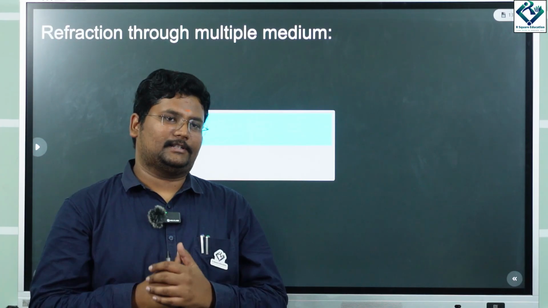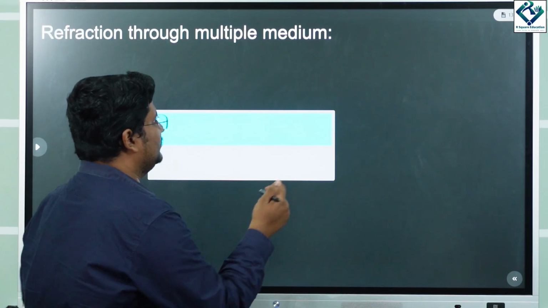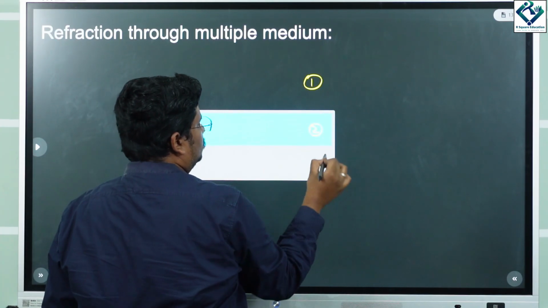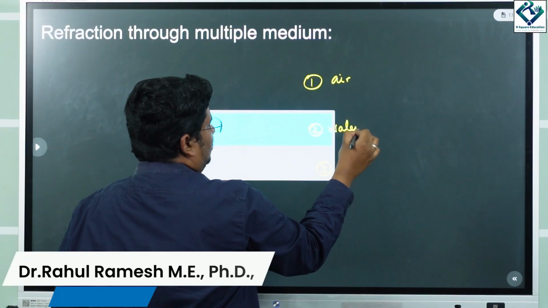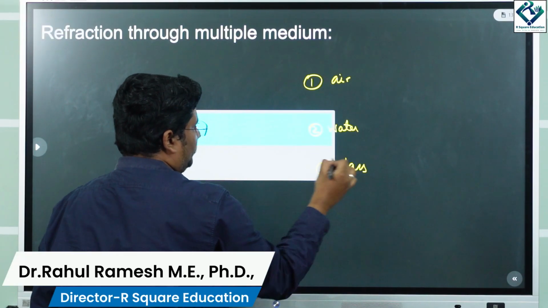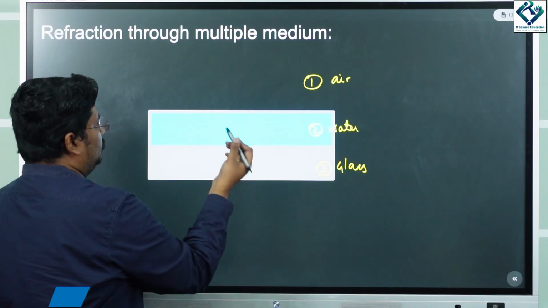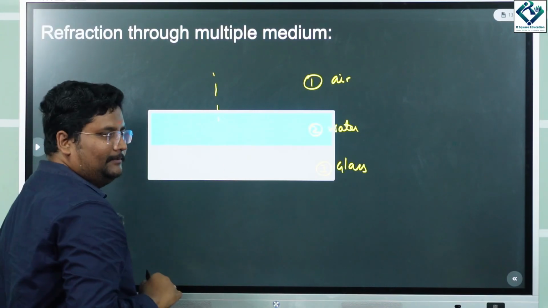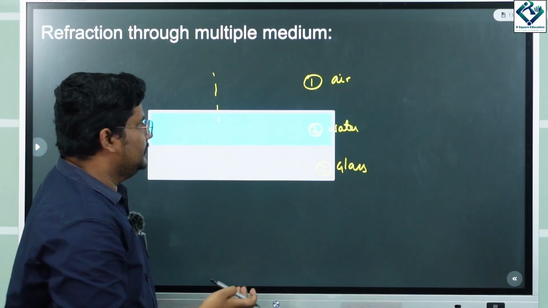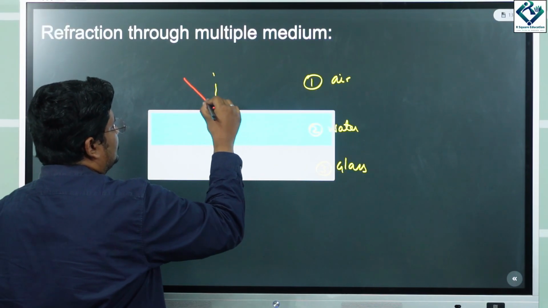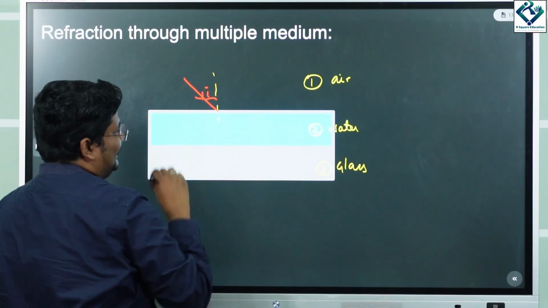So this is nothing but refraction through multiple mediums, where you have three different mediums, 1, 2, 3. Where this is going to be air, this is going to be water, and this is going to be glass. Okay, so now what we are going to do is, we are going to have the incident ray which is passing first from air to water. Okay, so it is going to pass like this with an angle of incidence I.